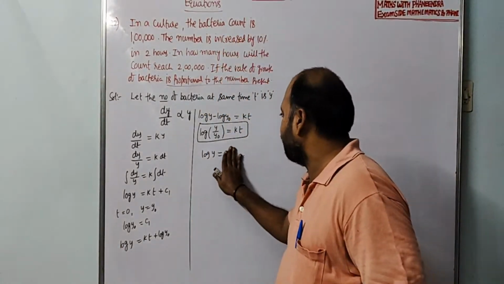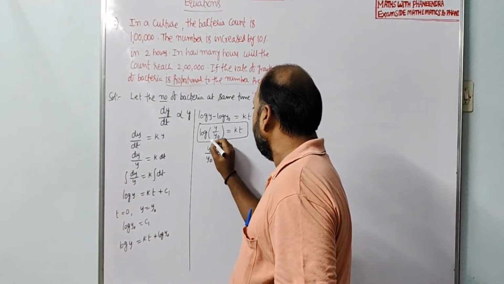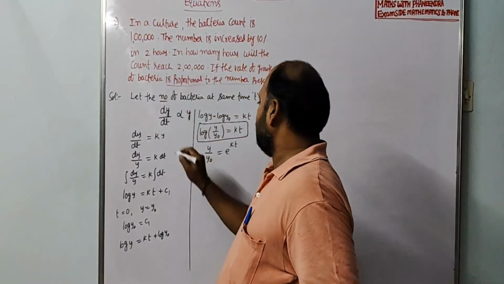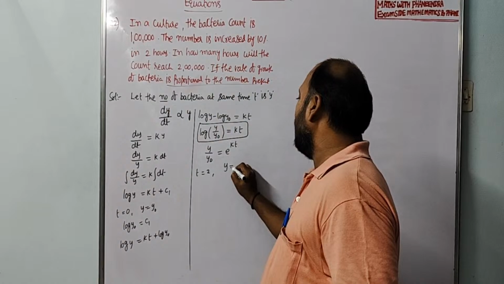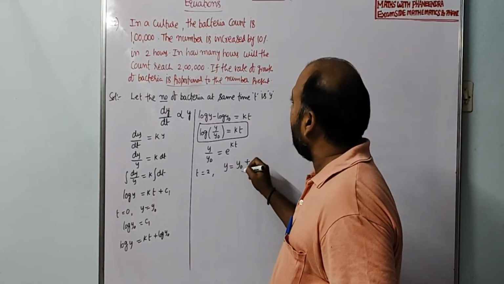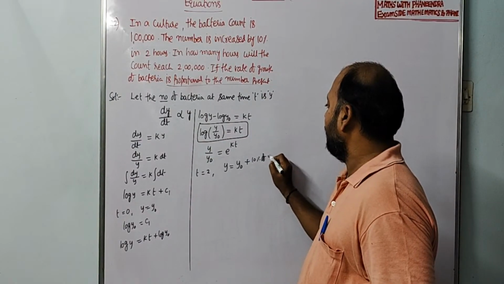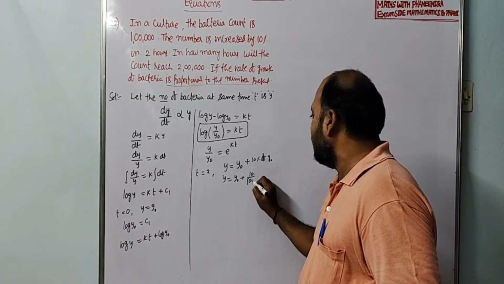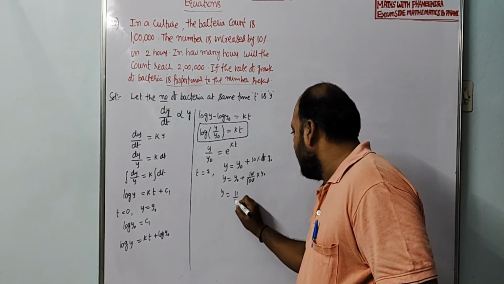Dear students, if you remove log here, it will become y by y naught is equal to e power kt. After 2 hours, when t is 2, it was increased 10%, no? Here y naught plus 10% of y naught. So y equal to y naught plus 10 by 100 into y naught. So y is equal to 11 by 10 y naught.